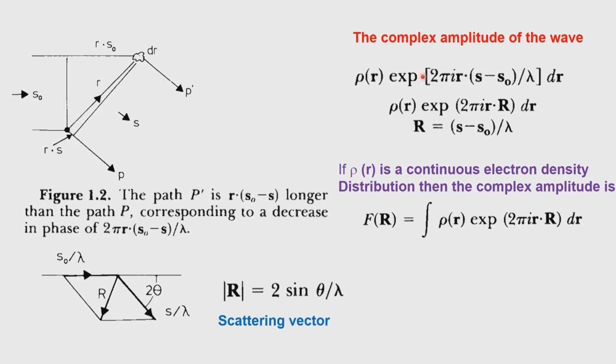So, this quantity R can also be, if you do a construction of this kind shown below here, s naught by lambda is the incoming radiation, s by lambda defines the scattering direction radiation, and then the scattering is due to the presence of the electron density which is rho of r d of r. Then the scattering vector is in a direction perpendicular to these two. So, it is actually a bisector of s naught by lambda and s by lambda, and I take this angle as 2 theta, then it is easily shown that modulus of R is equal to 2 sin theta divided by lambda, and this is the scattering vector.